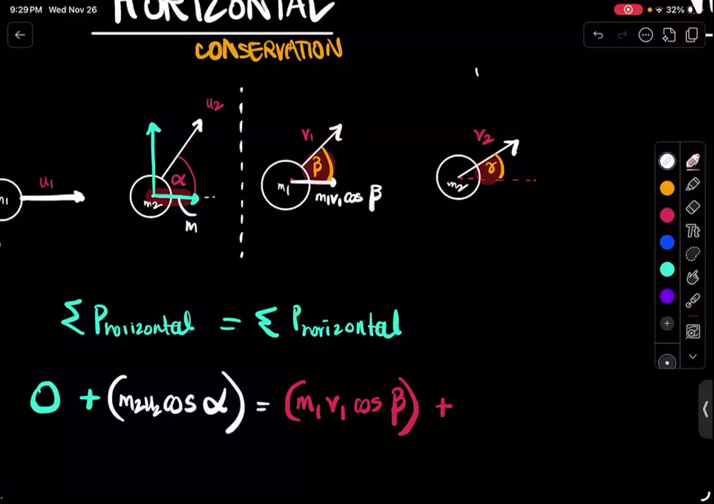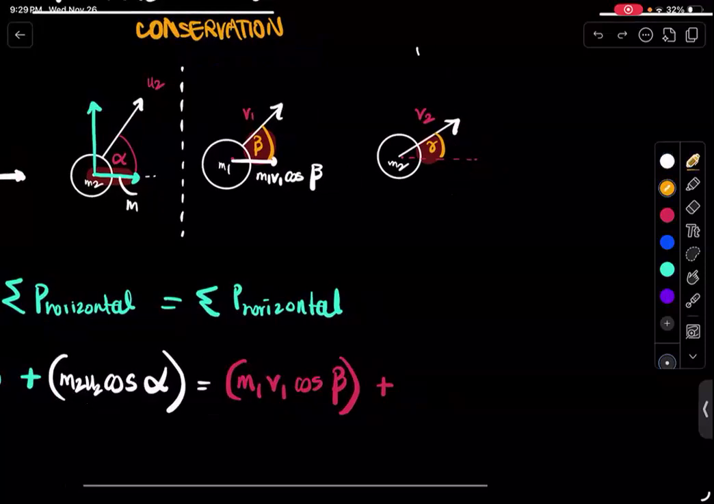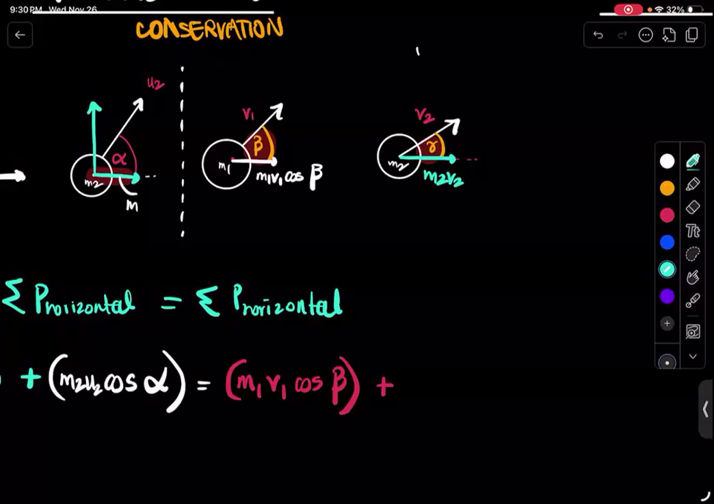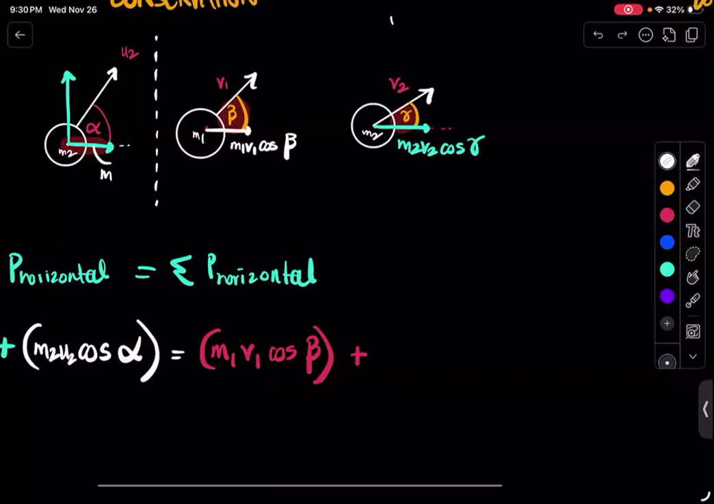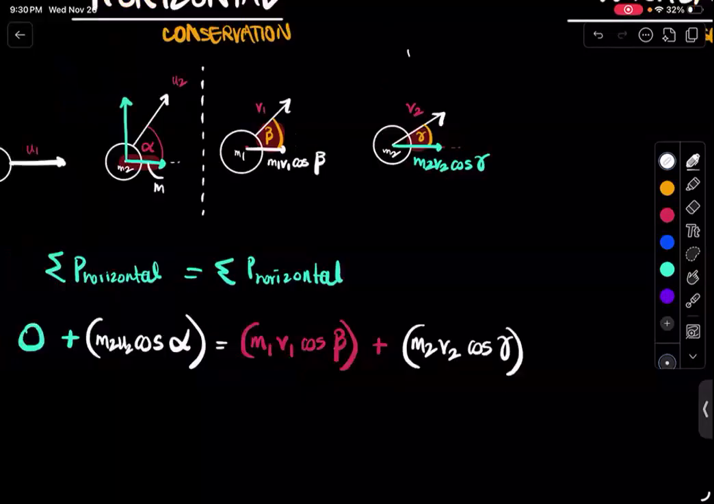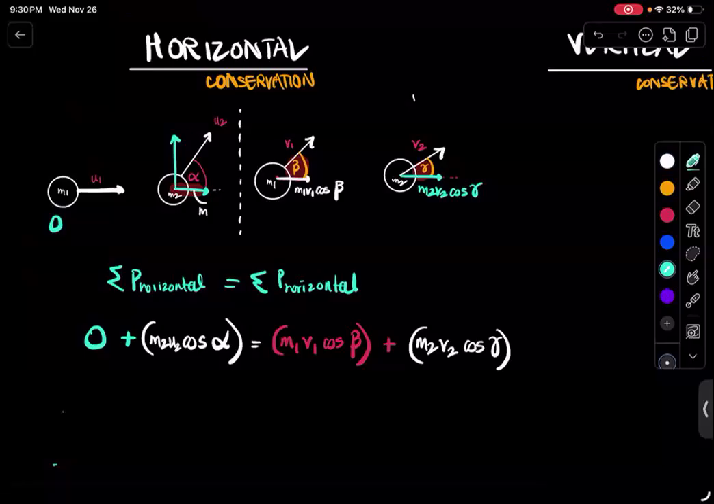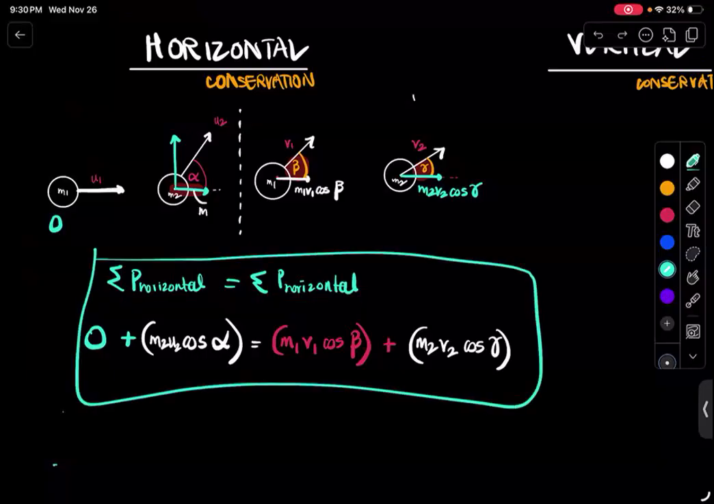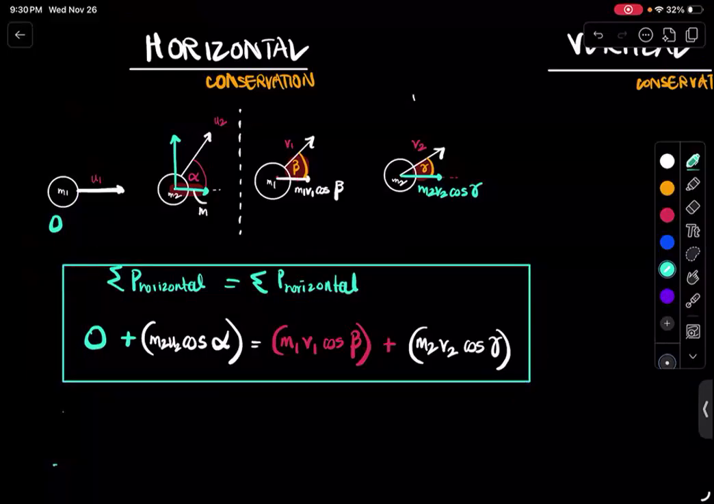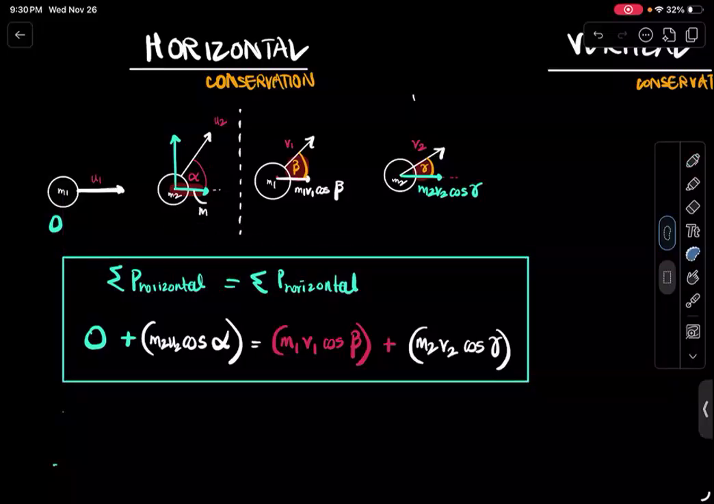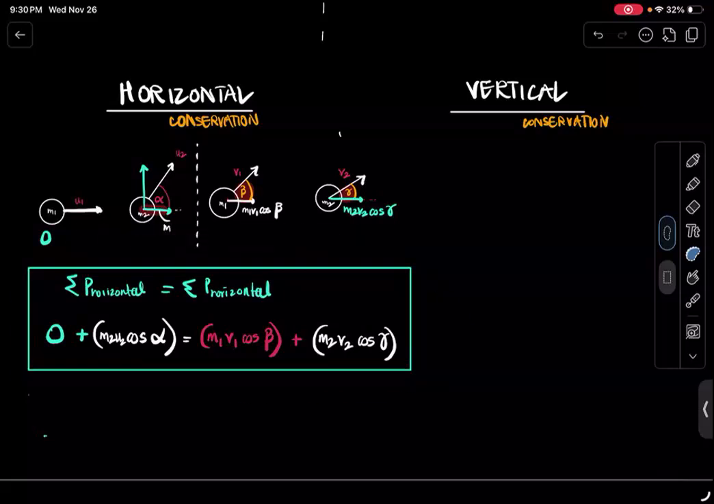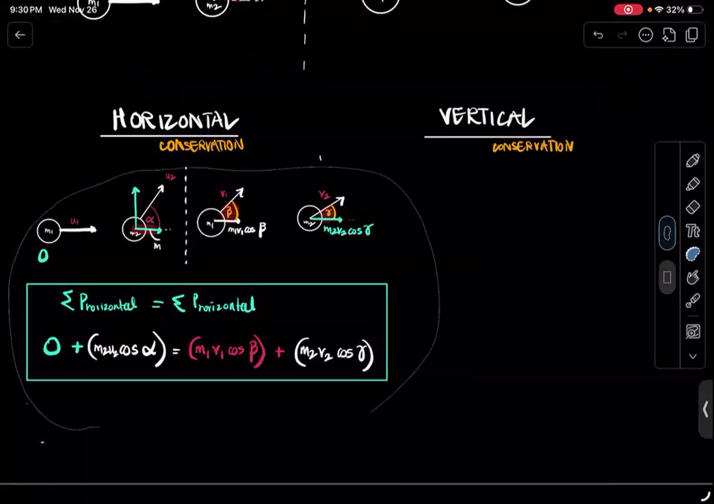Plus, what is the horizontal momentum of M2 after collision? Again, draw the vector. This is going to be M2 V2 cos gamma, because that's again the horizontal component. Now we've written down the law of conservation of momentum horizontally. This is how you would describe, for a specific scenario, the law of conservation of momentum for horizontal momentums.